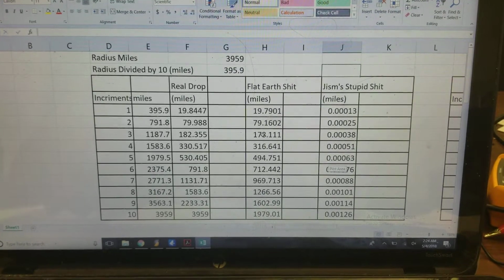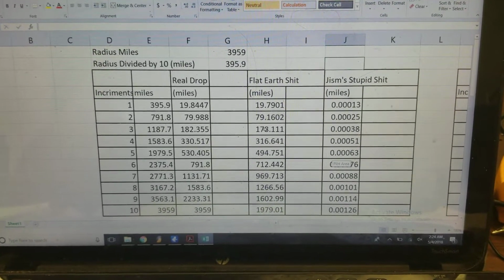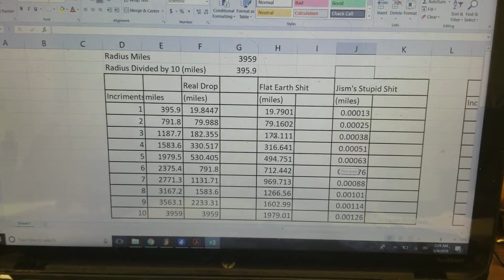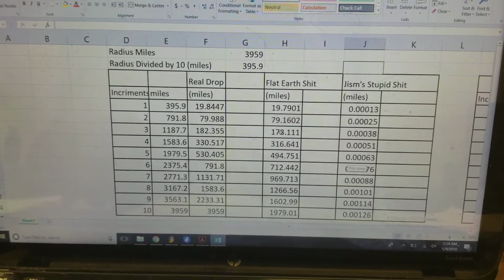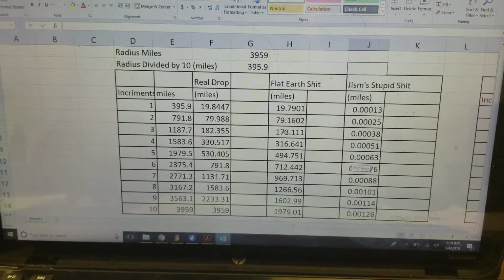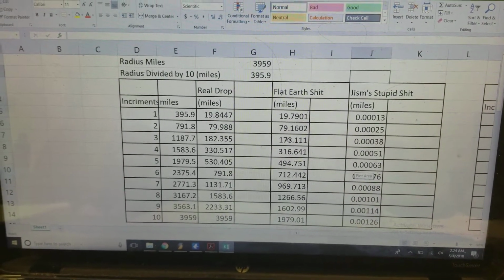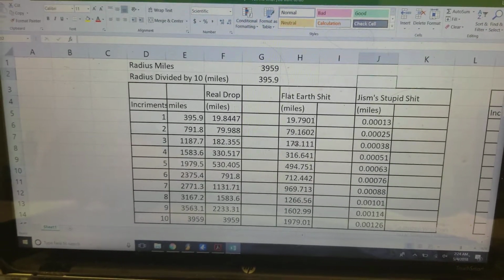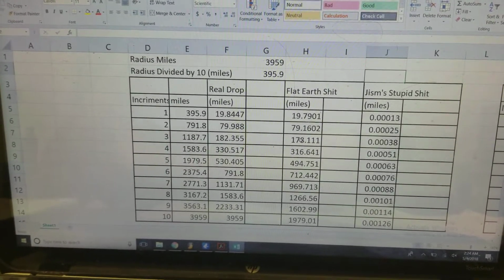For whatever reason, I find it extremely entertaining to listen to flat earth debates while I'm doing homework or working on my thesis, in this case. And I heard something that Jism said that was extremely stupid on, I believe, the Non-sequitur show. If I can find it, I'll link it in the description. The Non-sequitur channel.